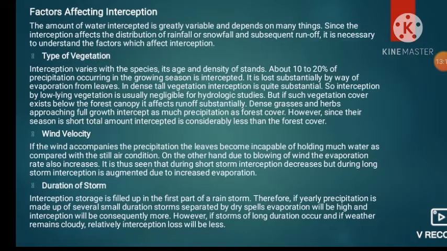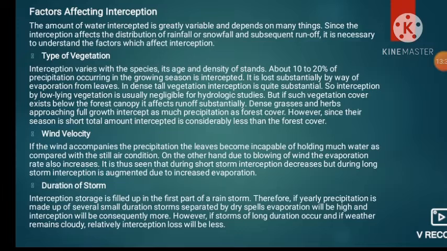Factors affecting interception. The amount of water intercepted is greatly variable and depends on many things. Since interception affects the distribution of rainfall or snowfall and subsequent runoff, it is necessary to understand the factors which affect interception. Type of vegetation. Interception varies with the species, its age and density of stands. About 10 to 20% of precipitation occurring in the growing season is intercepted.